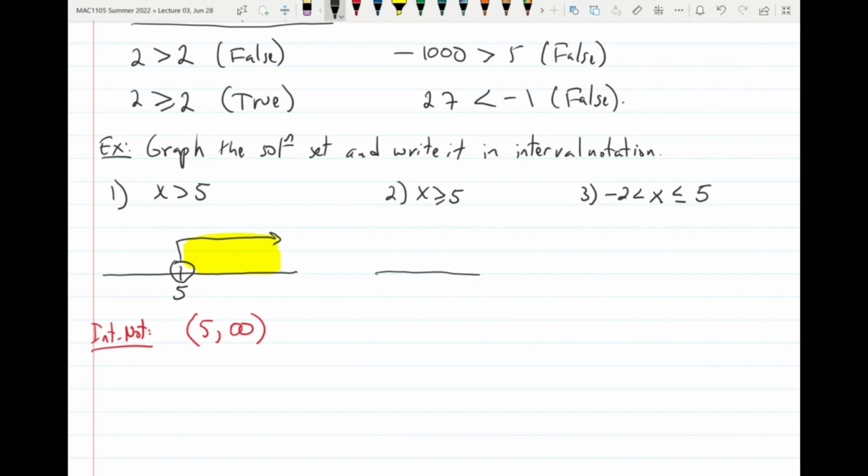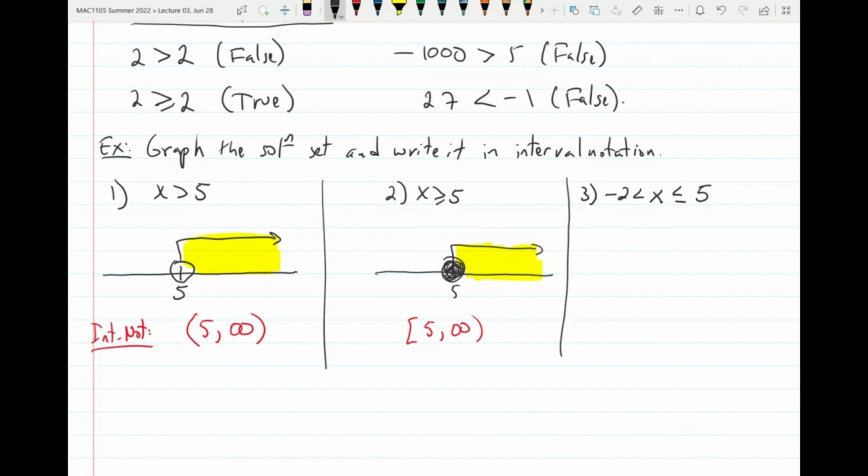So let's see. For number 2, the picture will be very similar. It's just that in this case, we do a closed circle around 5, and then we go right. And the interval notation here will be bracket 5, infinity. Do you understand this? So when you see this, this means all numbers that are greater than or equal to 5. All real numbers greater than or equal to 5. Okay.